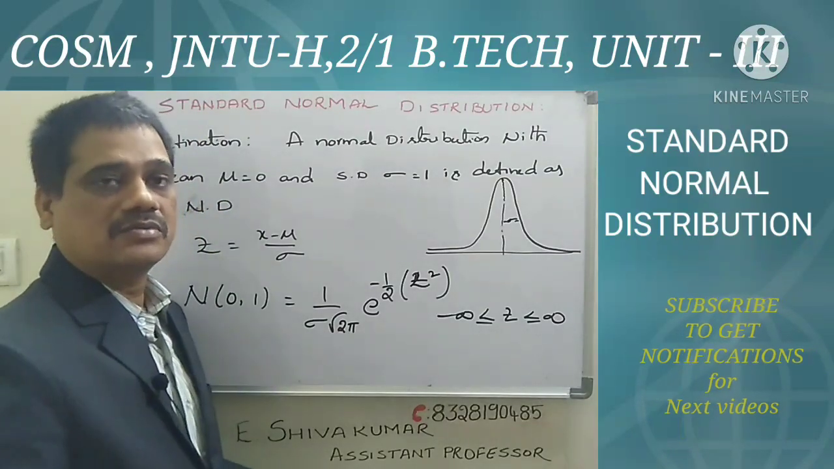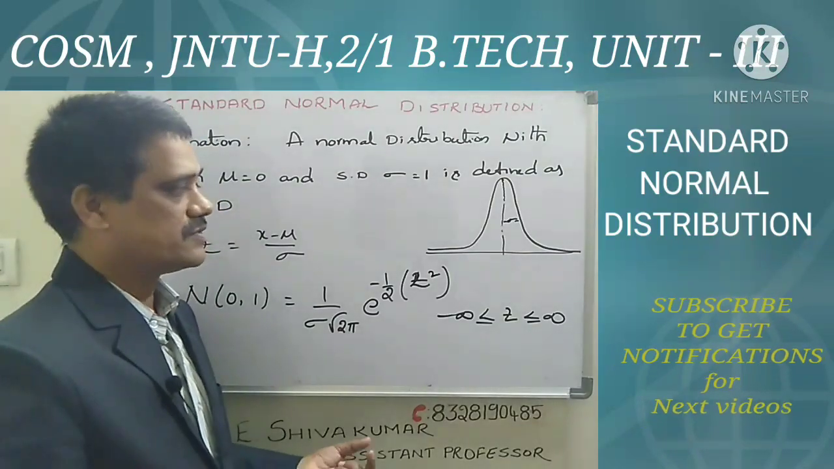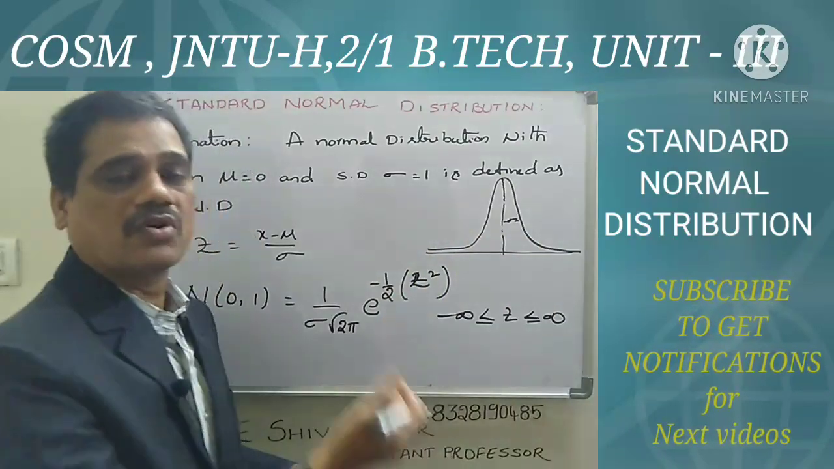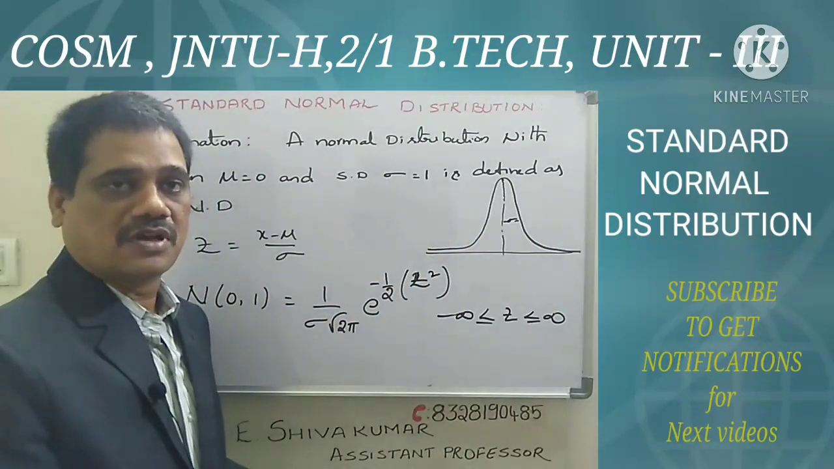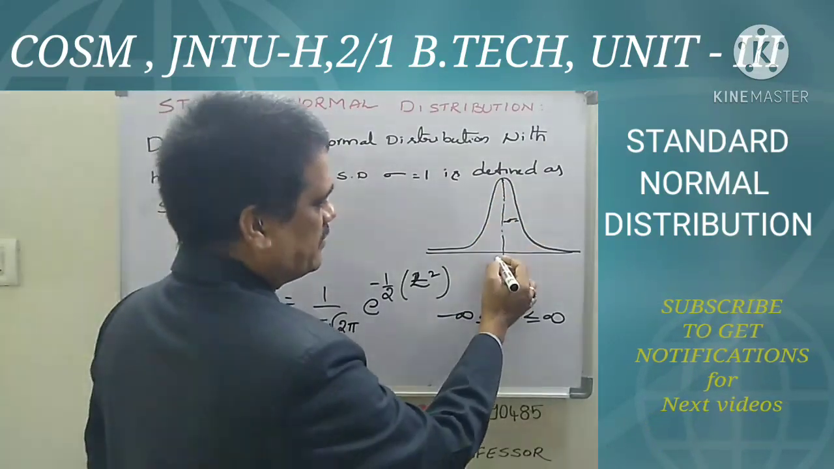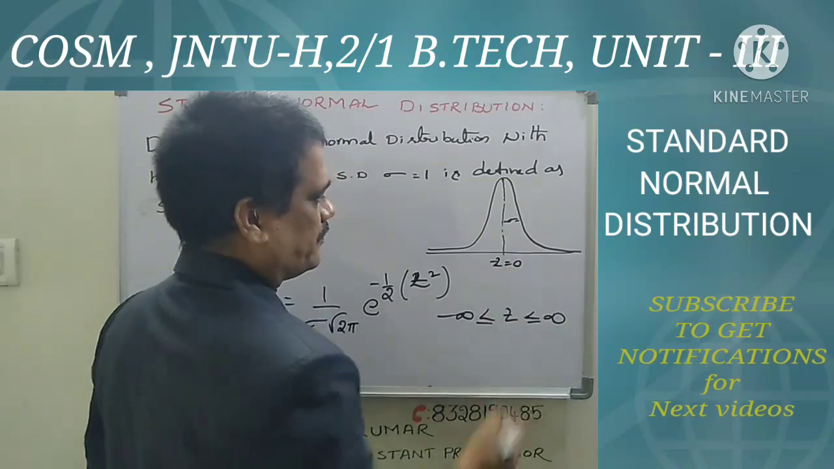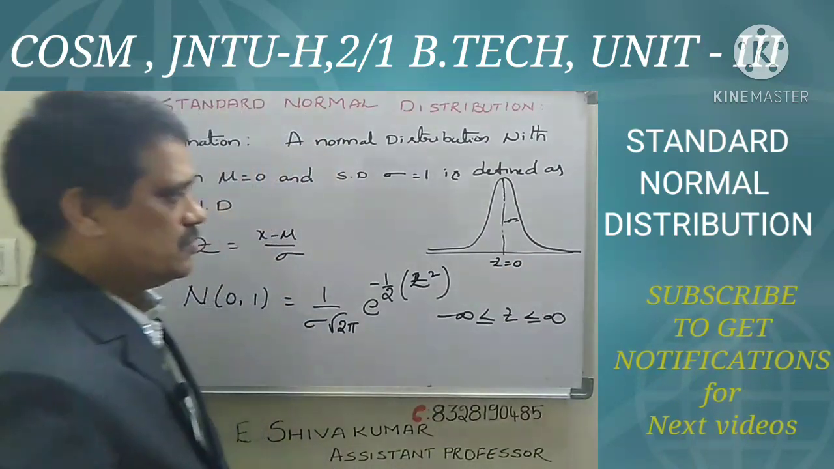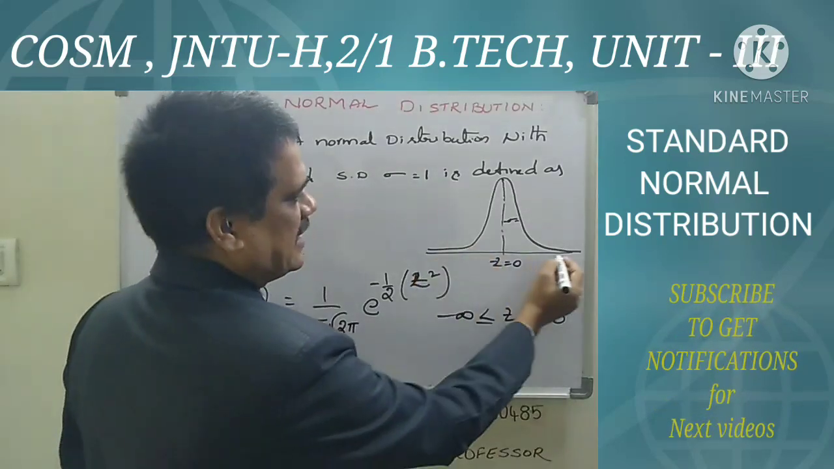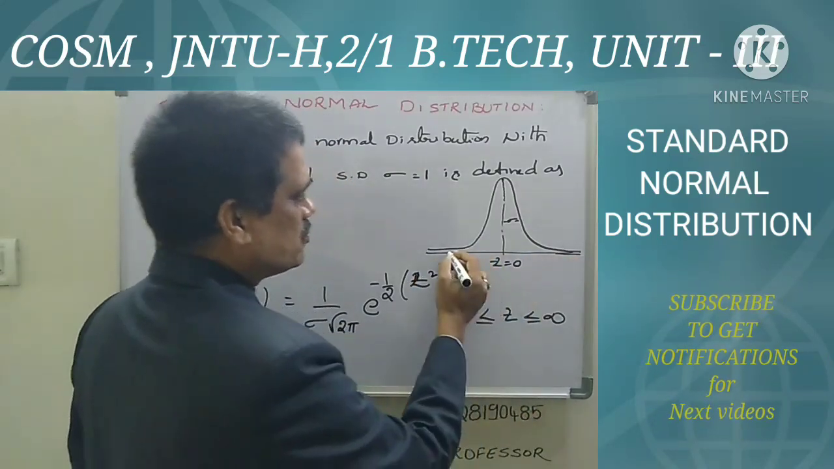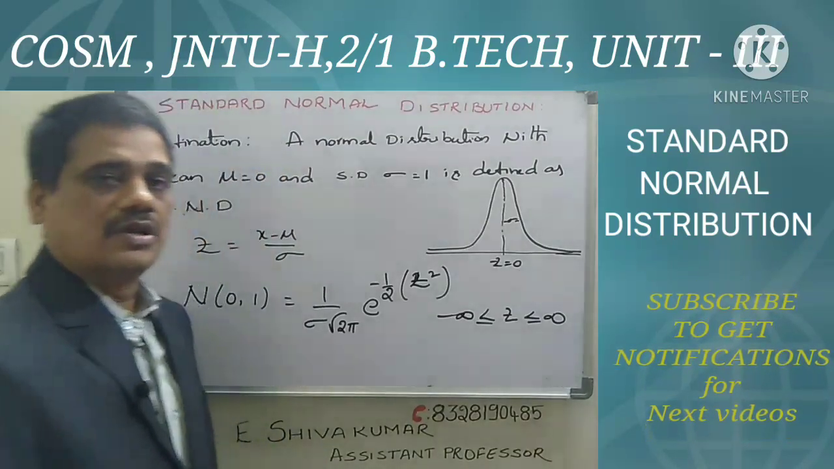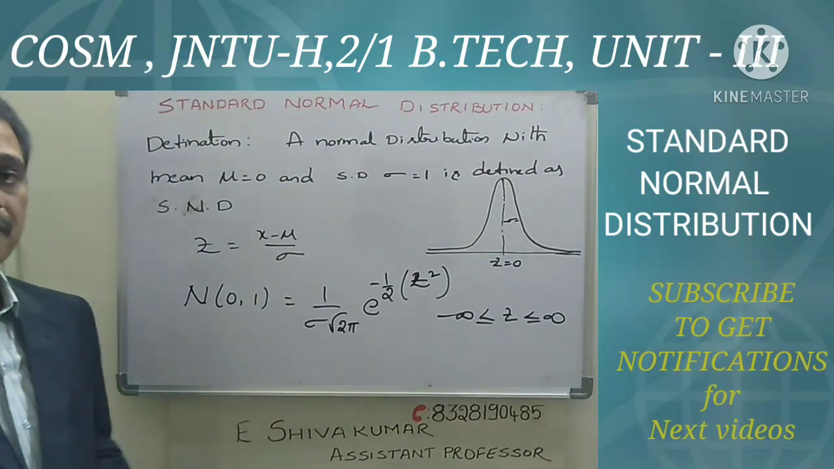For sigma values which are small, the curve is narrow. If the sigma value is large, it will expand like this, as usual what we see in the normal distribution curve. Here you will get the peak at z equals 0, and the z axis is an asymptote to the curve. I hope it is clear to you.